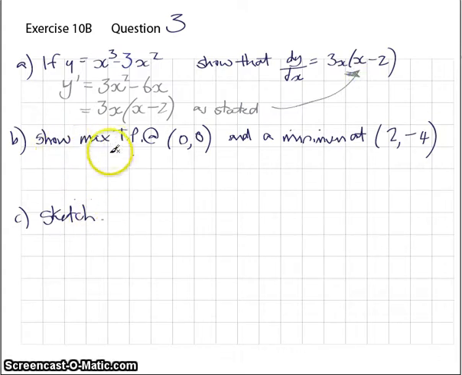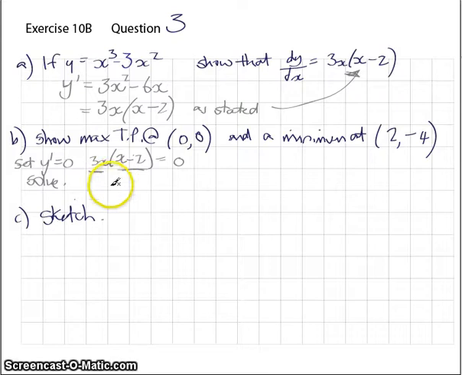The next thing says show that there is a maximum turning point here and a minimum here. So to do that, the first thing that I need to do is find the turning points, and then I can show that they are indeed a maximum and a minimum. So I'm going to set the derivative equal to 0, and then I'm going to solve. So that means I'm going to have 3x times (x minus 2) equals 0. That means either this part or this part equals 0, because that's the only way that two things multiplied together can equal 0. So I say that either x equals 0 or x equals 2.